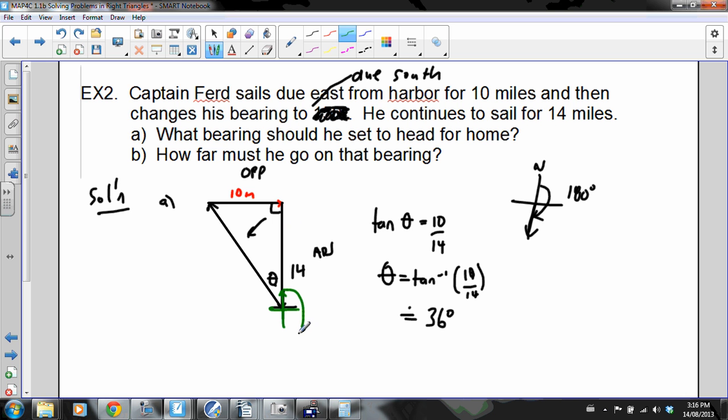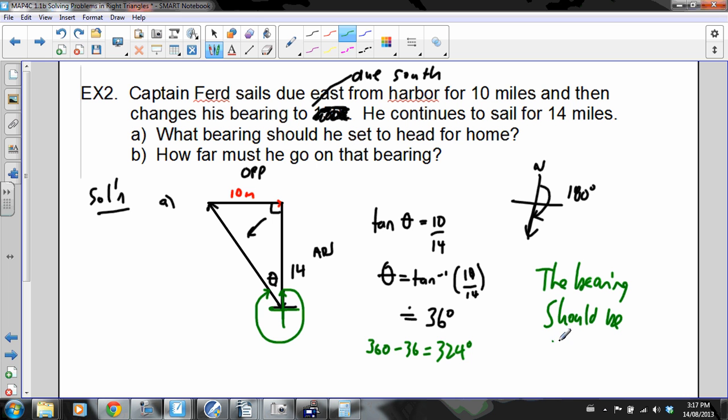And so the direction that we need to head on is actually almost all the way around, isn't it? It's 360 minus the angle that we needed. So the bearing is 360 minus 36, which is about 324 degrees. The bearing should be 324.